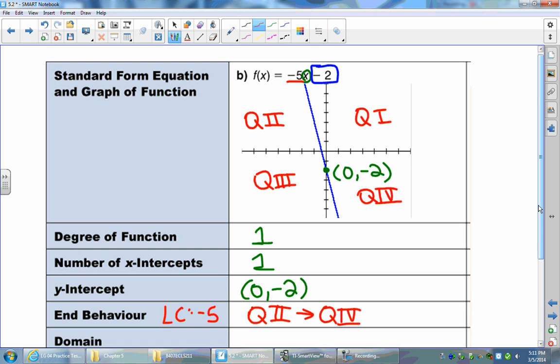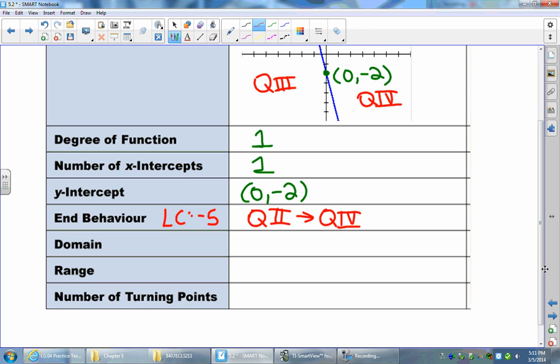Now, domain and range are a bit trickier. As you're looking at this, you notice that the line doesn't end. It's just cut off where we took a snapshot of our window, but this line would extend on forever. Now it's extending outwards to the left and to the right, which means my x values are going to continue getting smaller as I move to the left, and they're going to continue getting bigger as I move to the right.